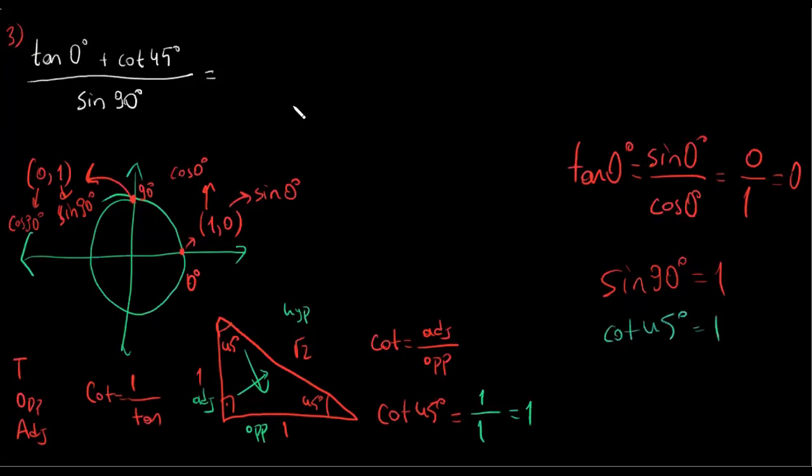is equal to 1. So tangent of 0 is 0 plus cotangent of 45 is 1, over sine of 90, which is equal to 1. 0 plus 1 is 1. 1 over 1 is going to be 1. This is the answer.